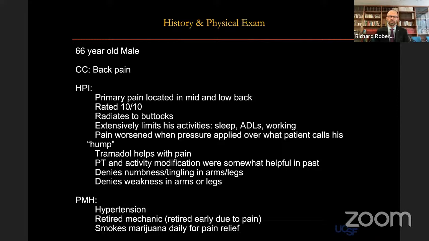Gentleman denies any numbness or tingling in the arms or legs and does not have any weakness in his upper or lower extremities. Past medical history is significant for hypertension. He was a mechanic, but he had to retire early due to the pain, and he does smoke marijuana daily for pain relief.